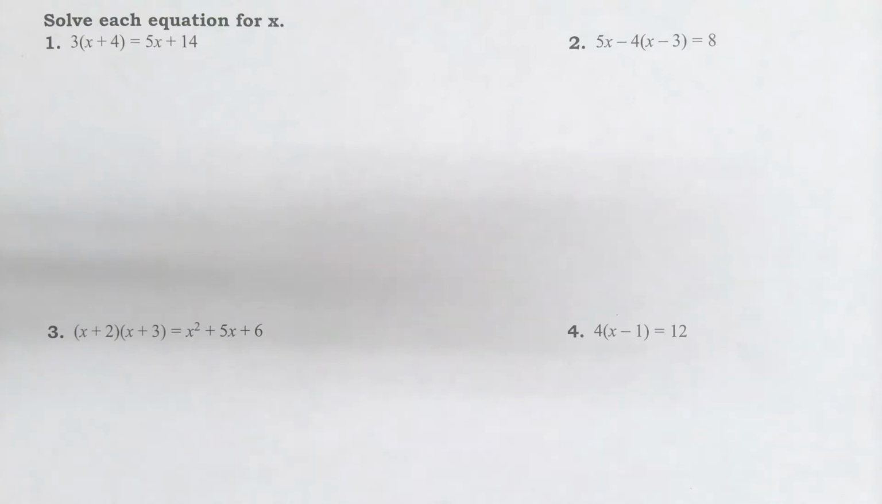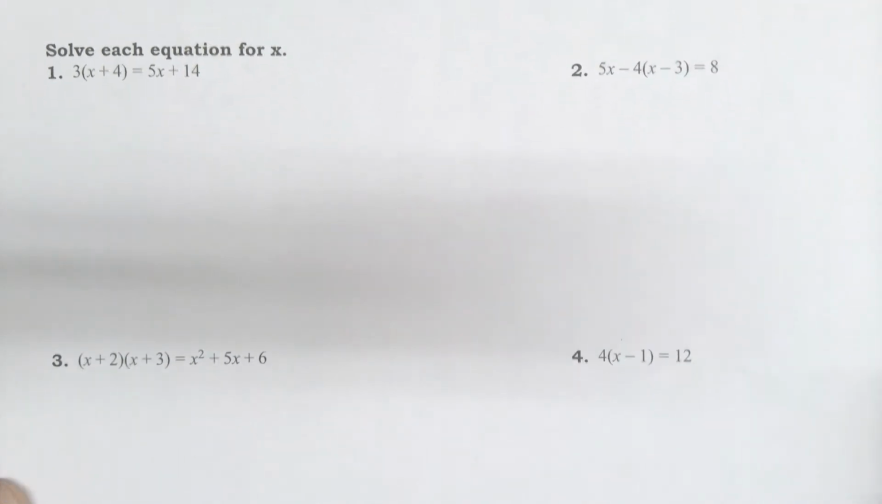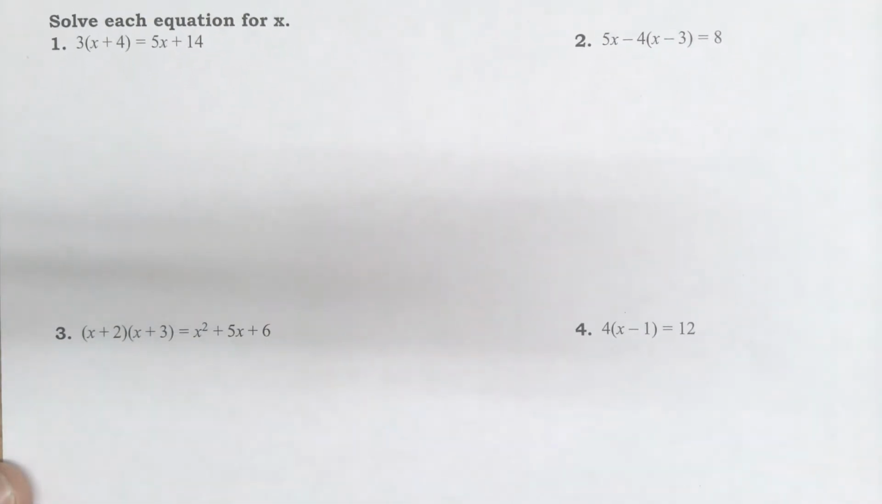Okay, so again, here we are. We've got our 3-7 homework sheet. We're going to run through these 6 together. This reviews solving with the distributive property.